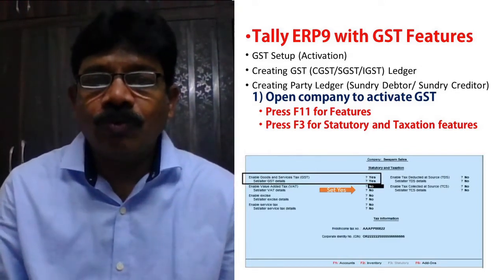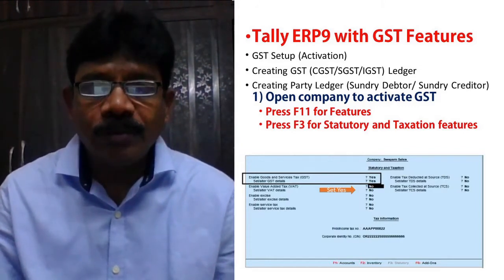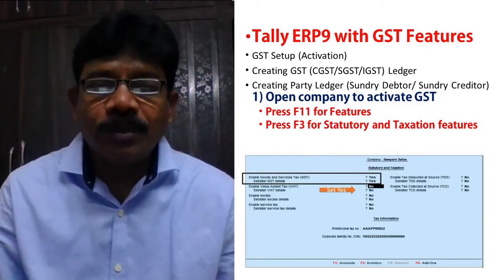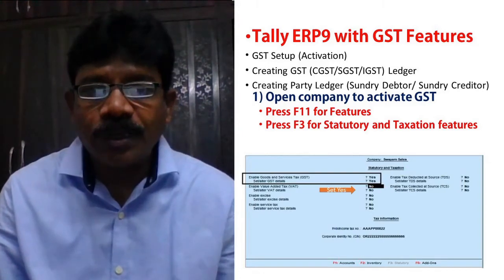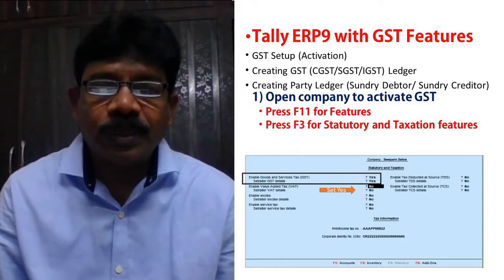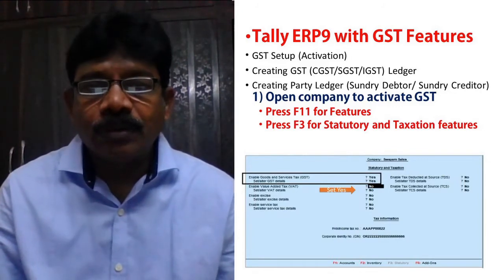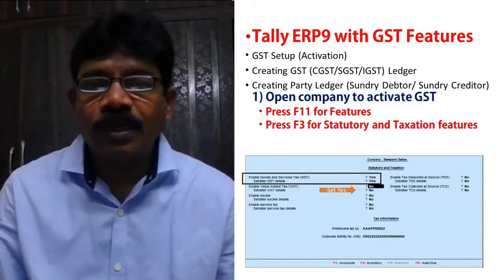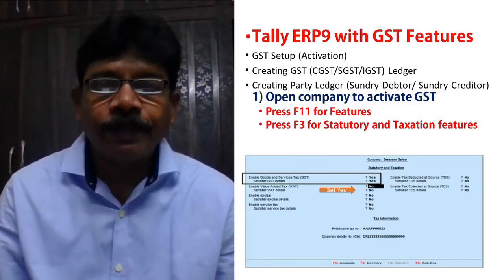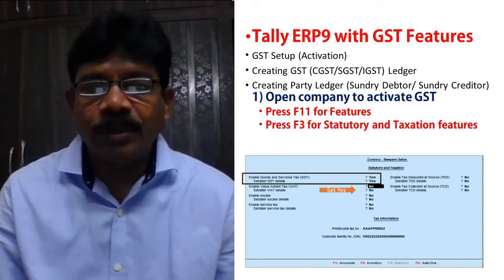So three concepts we are going to learn. One is activation of GST. Whenever we open Tally, it is without GST enabled, and we want to integrate Tally with the GST features, so we have to activate the GST features in Tally. The second one is creating the ledger accounts of CGST, SGST, and IGST. And another one is creating the sundry debtor or sundry creditor ledger accounts.